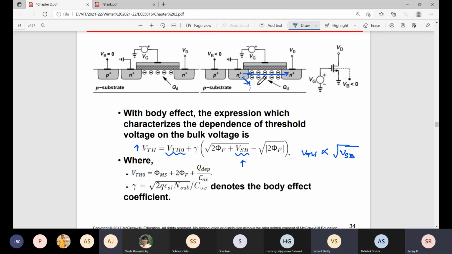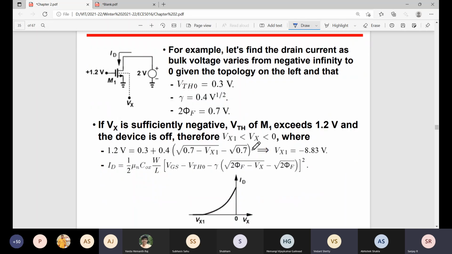Yes, sir. Good. Now this is the ideal transistor, and we will vary the body voltage. Without the body effect, what is VGS here? VGS is 1.2 volt. What is the ideal threshold voltage? 0.3 volt. So VGS minus VTH is 1.2 minus 0.3, which is 0.9. It is definitely greater than 0, so ideally the transistor is on. The gate voltage makes the transistor on.